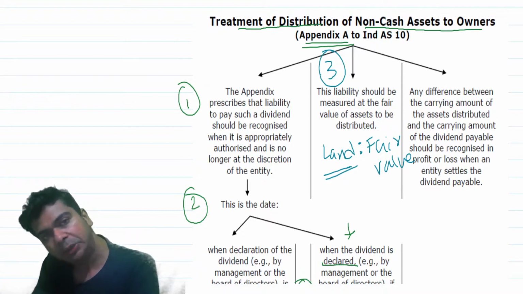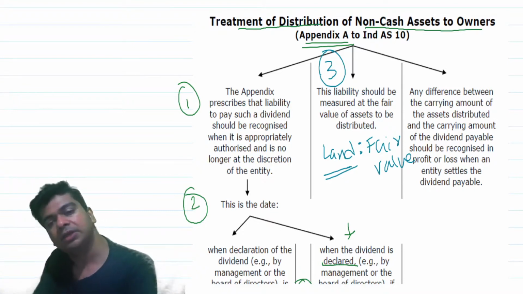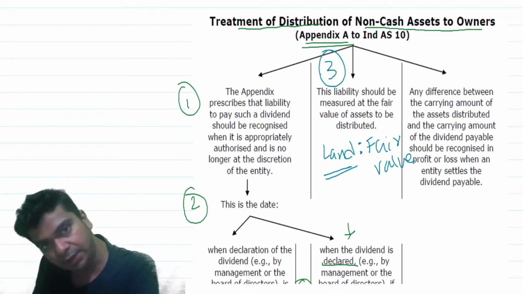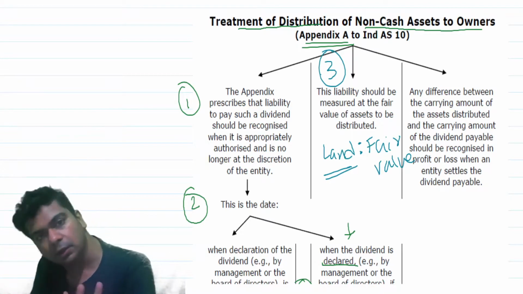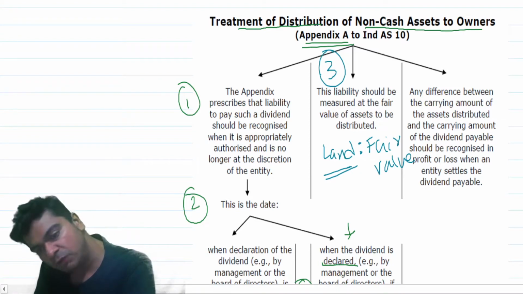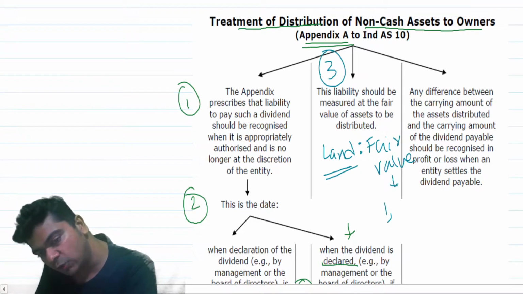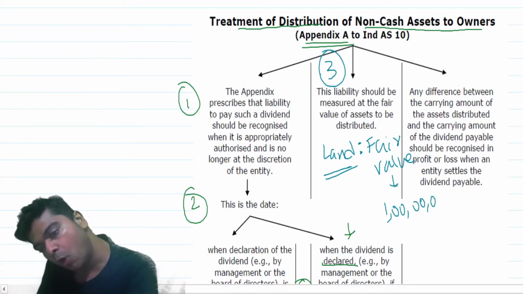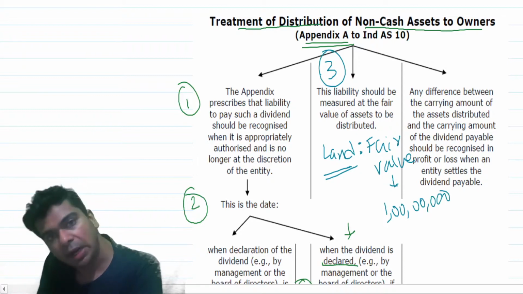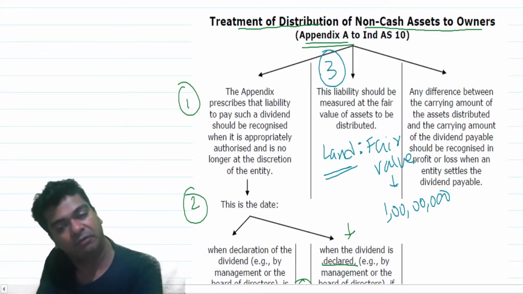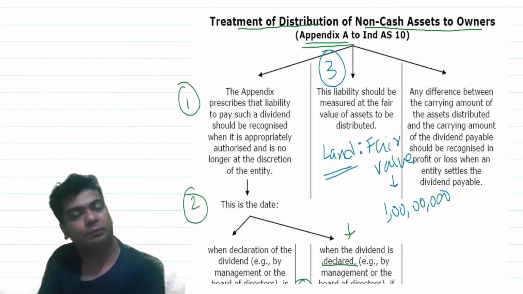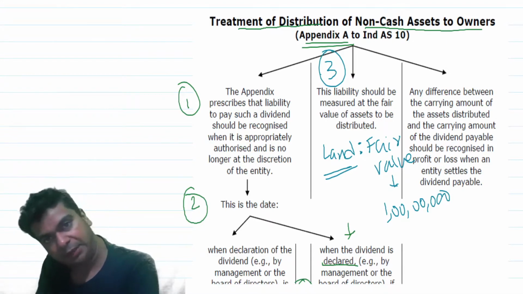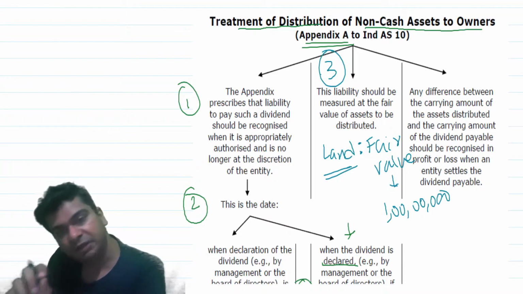You are going to distribute the land. Find out what is the latest fair value of the land. That will become the liability towards the dividend. Let us assume for a moment that the fair value of the land is 1 crore. That means your liability for the payment of dividend is also 1 crore. Now, you have determined the liability of the dividend.